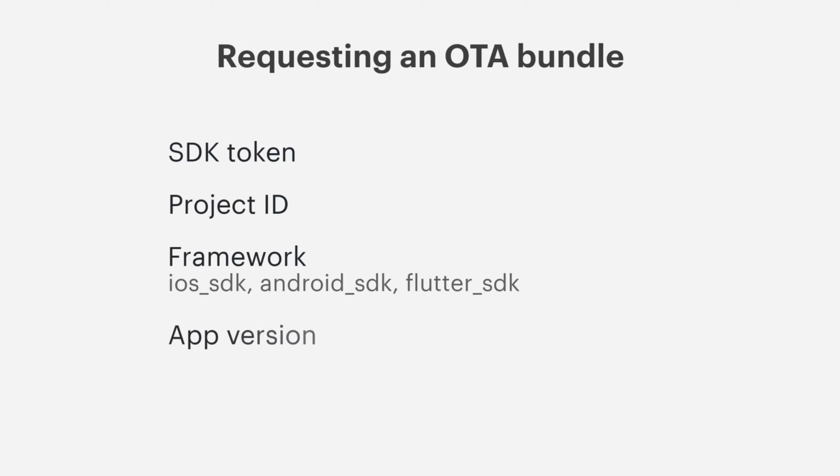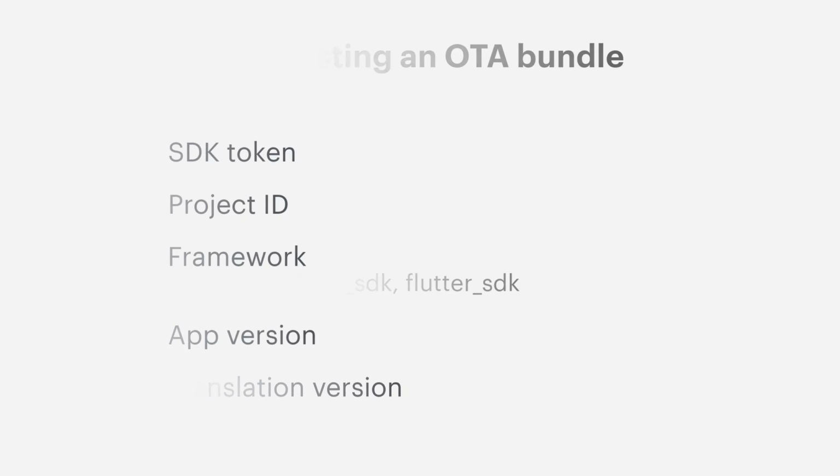The version of the application that the user has installed is important when using bundle freezes. The translation version is an identifier of the version that is currently running locally. This parameter allows the service to check if an updated version is needed.